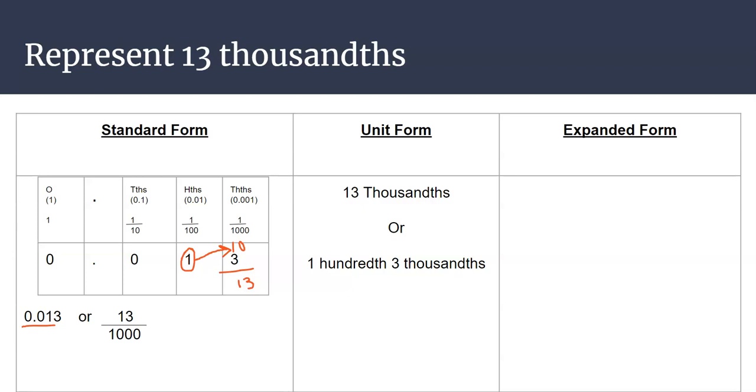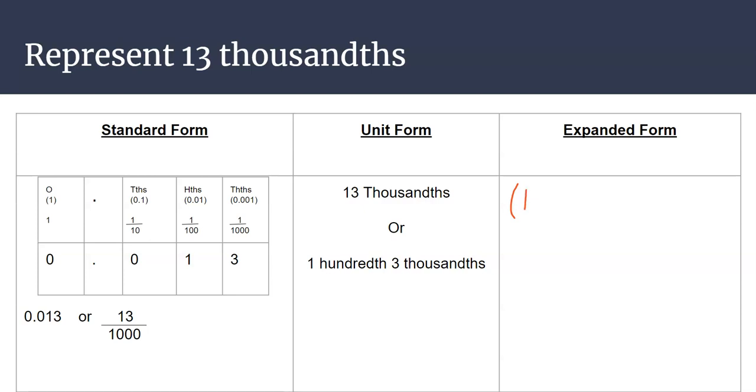That's how we write it in unit form. Now in expanded form, I'm going to look at this place value chart right here, and I'm going to start with where I see digits. The zeros we don't have to worry about because we don't have any units in that digit. But let's go ahead and look at hundredths.